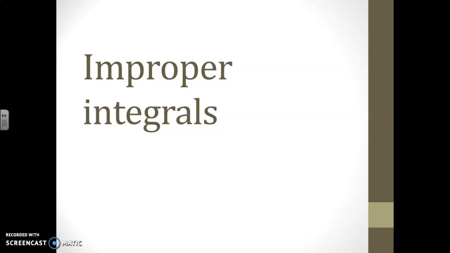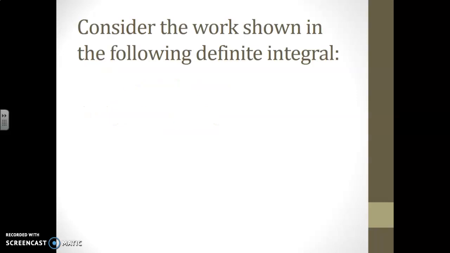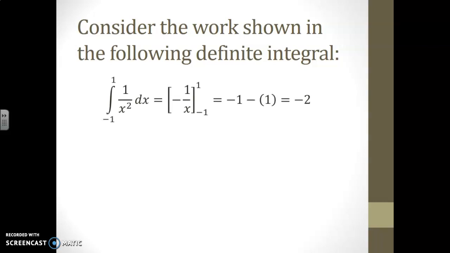Hi! Now that we've mastered integration and integration techniques, we're ready to attack improper integrals. Let's consider the work shown in solving the following definite integral. We are simply integrating 1 over x squared between minus 1 and 1, and as we can use the power rule to find an antiderivative, minus 1 over x, for this integrand, then FTC part 2 suggests the end result will be minus 2. This is seemingly an easy case.